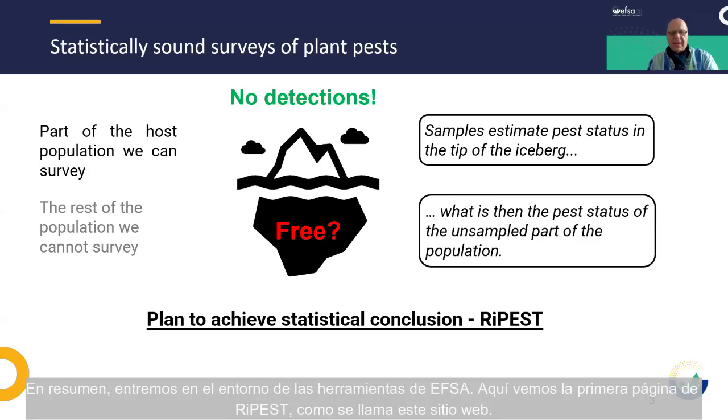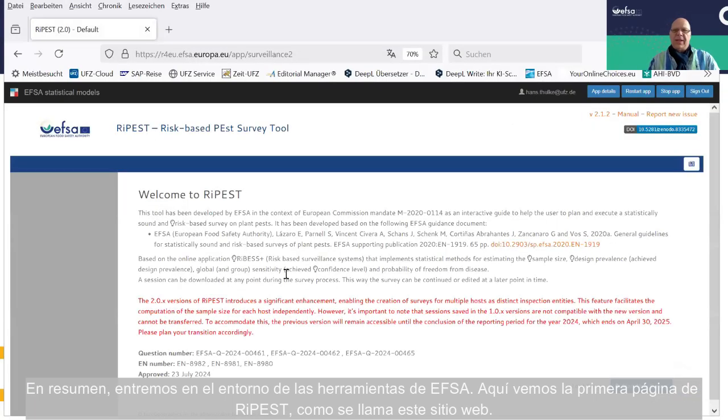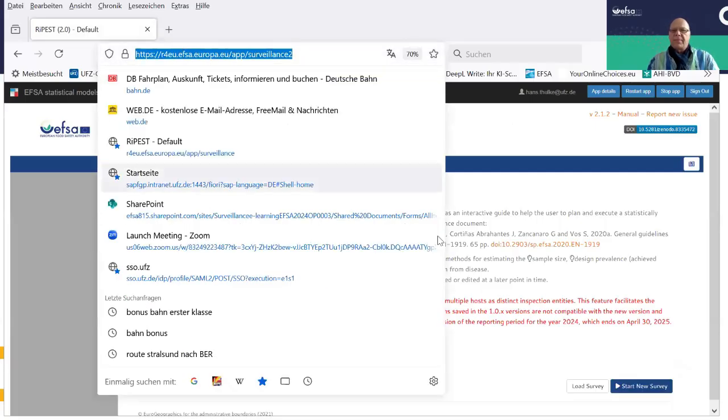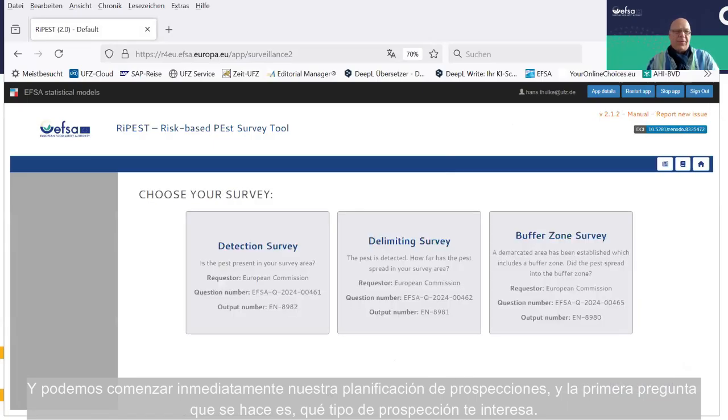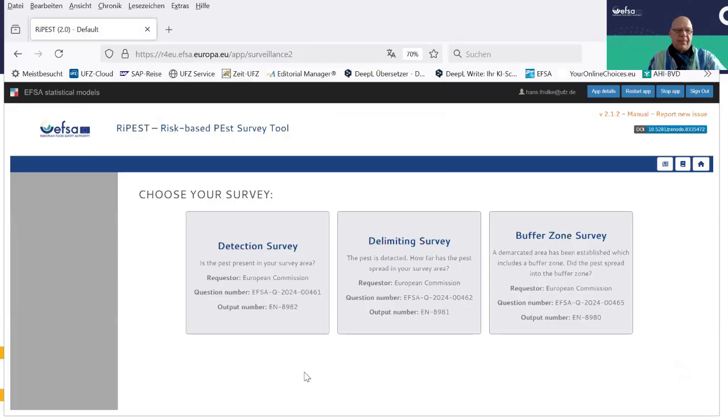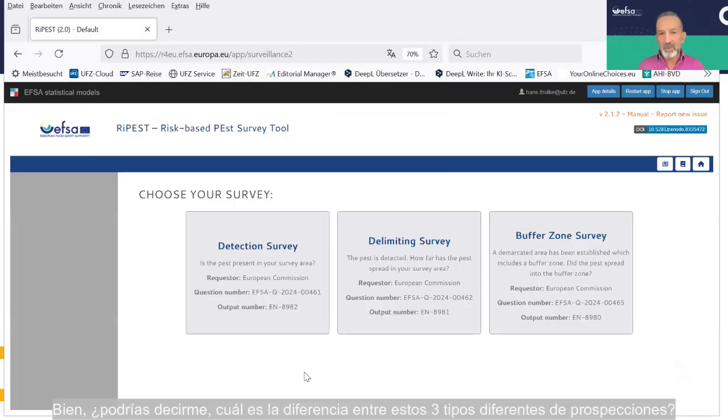Long words short, let's jump into the environment of the EFSA tools. So you see here the first page of RiPEST on this website. And we can immediately start our survey planning. The first question that you are posed is which kind of survey you are interested in. Okay, and could you tell me what's the difference between these three different types of survey?